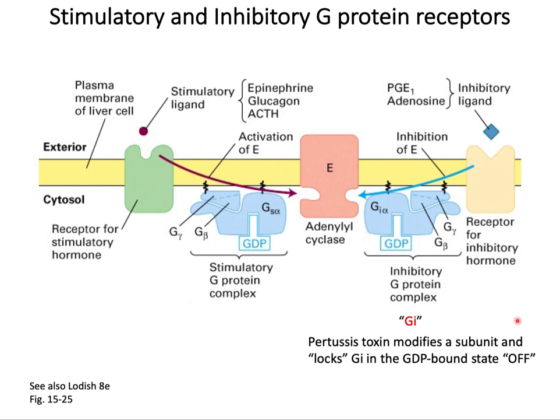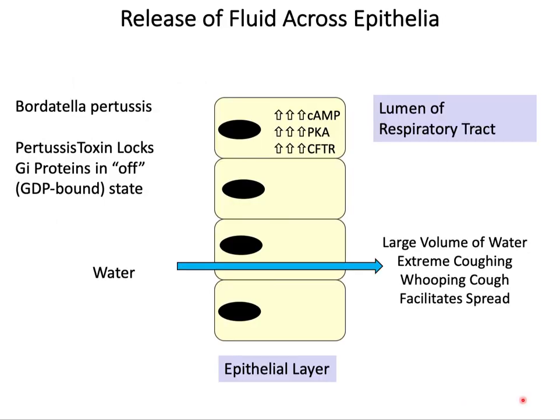So we also talked about another pathogen, Bordetella pertussis, which is the causative agent of whooping cough. What it does is that the pertussis toxin can bind and modify the alpha subunit of the inhibitory G protein. So the question is, did the pertussis toxin also help in the selection of the cystic fibrosis gene, or mutation in that gene?